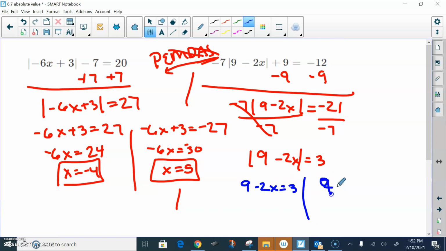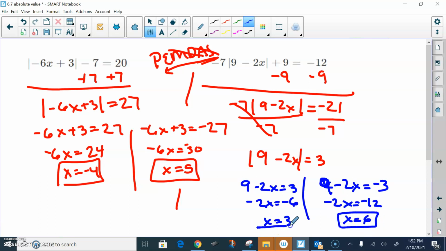Oops. We've got 9 minus 2x equals negative 3, and we're going to subtract 9, which gives us negative 6, x equals 3, and we're going to subtract 9, gives us negative 12, divide by negative 2, it looks like we get positive 6. If we substitute those both in, it should work for us.